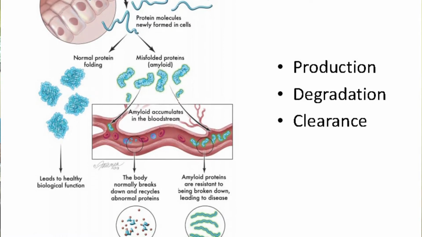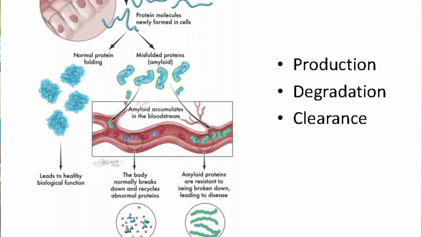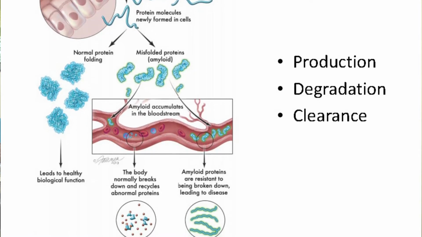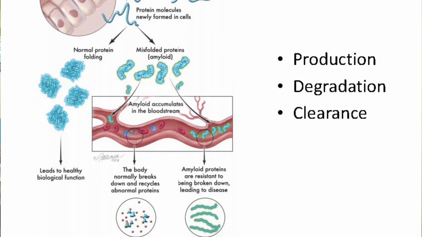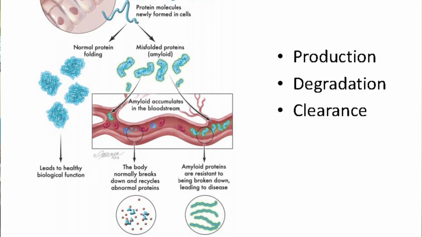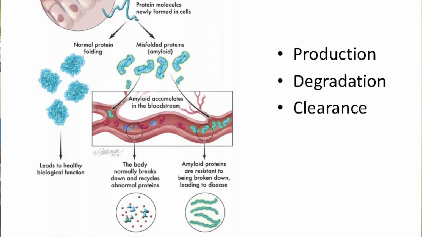Here, the learner has to understand that there are 3 processes involved in amyloidosis: production, degradation and clearance. What happens during amyloidosis is that the production is on the higher end. When the body or the tissue or the cell overexpresses that particular protein, it becomes difficult for the cell to check whether the protein that is formed is of the correct conformation or not. So this is one of the reasons why the proteins misfold.